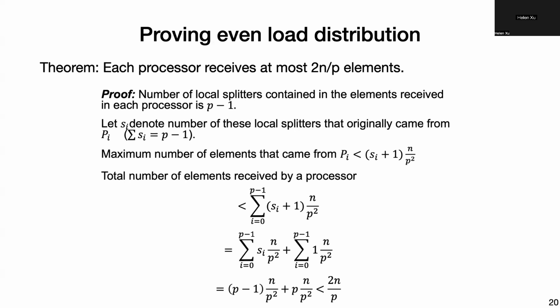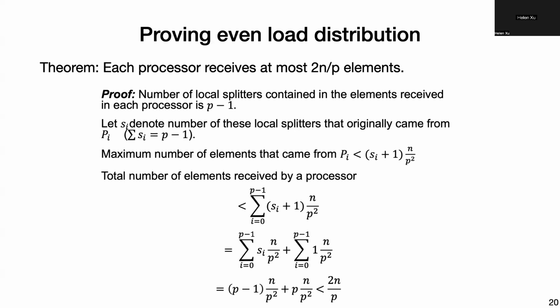So that's why this n over p squared is here. And then we're trying to bound the number of elements that came from that. This is every local splitter's contribution, and this is how many local splitters you got from this processor. How many local splitters were between. And then if you add them all up, so you sum them up over p, because you have p processors, then you can split the sum.